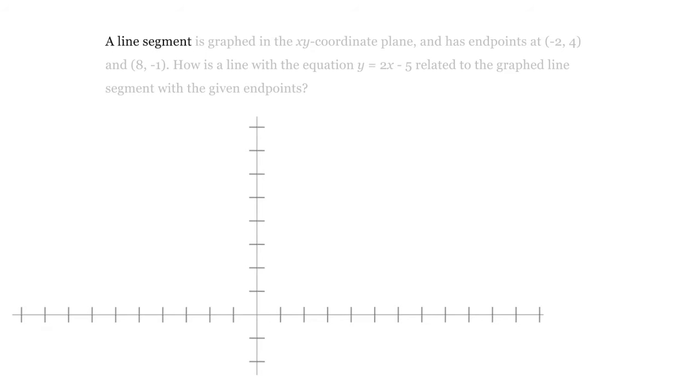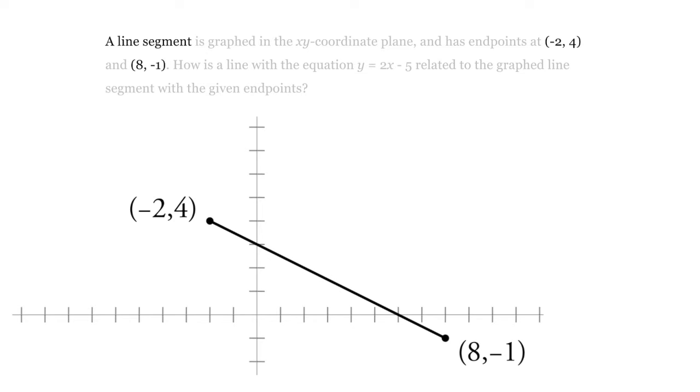We have a line segment that has points here at (-2, 4) and here at (8, -1). So it's got this line segment. And then we have this other line with the equation y equals 2x minus 5. And I'm not going to draw that one yet. Let's just wait a little bit to draw that.